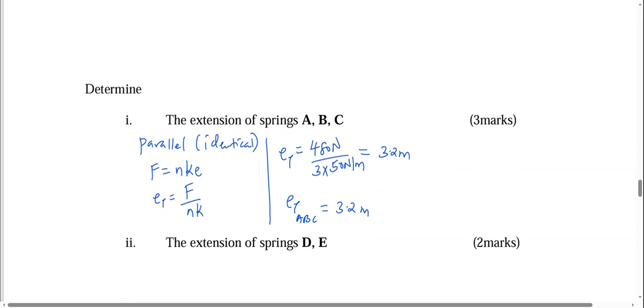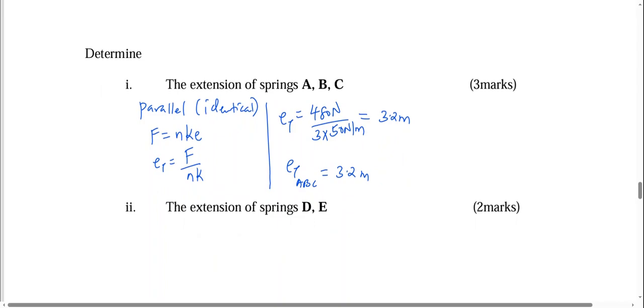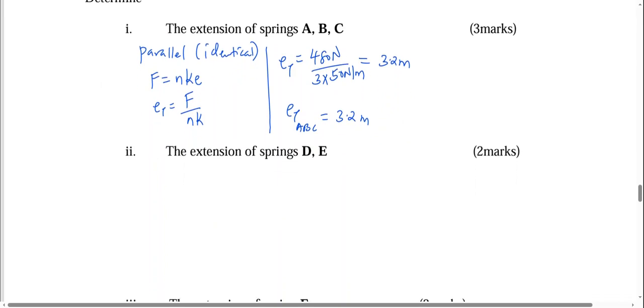So the second question, determine the extension of the springs DE. Again, these springs are in parallel connection and they are identical. Since they are identical, we are going to use the formula F is equals to N K E. F is the force, N is the number of springs, K is the spring constant, and E is the total extension. Therefore, the total extension for this case is equals to F all over N K.